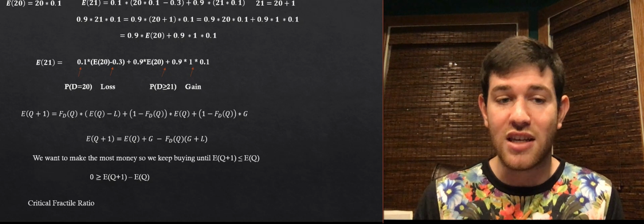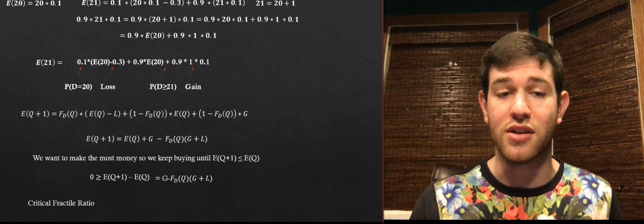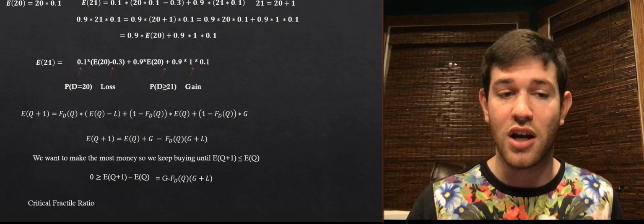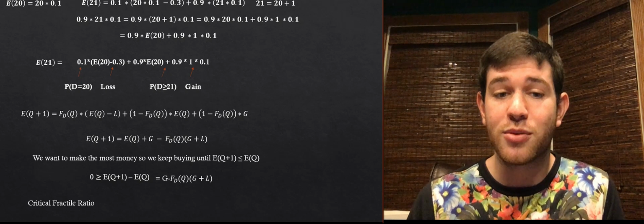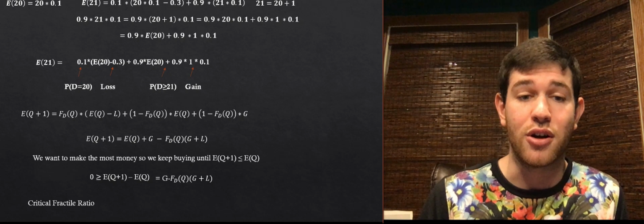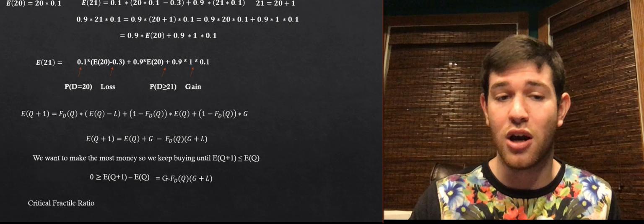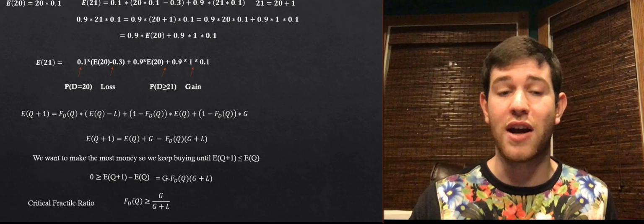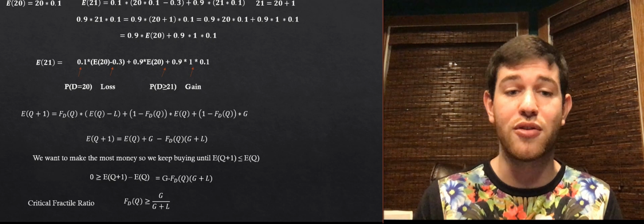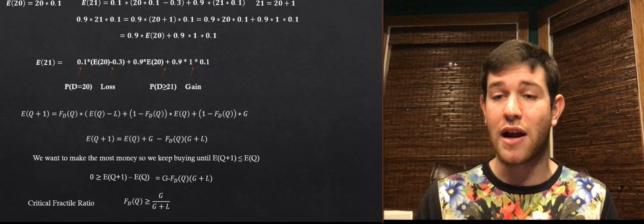But we said that the E of Q plus 1 minus E of Q above, that is actually equal to the gains minus the frequency distribution of Q times the gains plus losses. So the gains minus the frequency distribution of Q times the gains plus losses has to be less than or equal to 0. So if we take that inequality and we solve for the frequency distribution of Q, we arrive at our critical fractile ratio, which is that the frequency distribution of Q has to be greater than or equal to gains over gains plus losses. That is how we derive the critical fractile ratio.